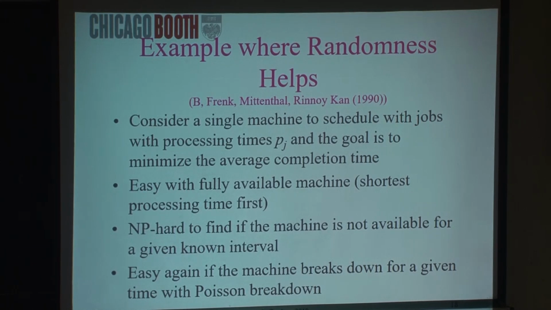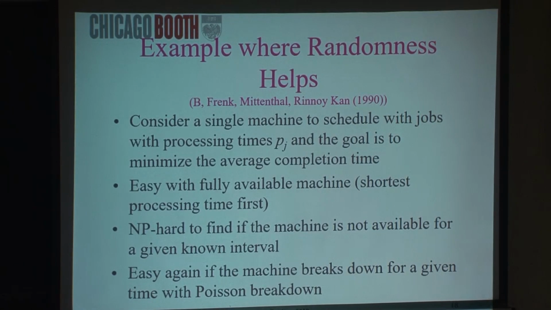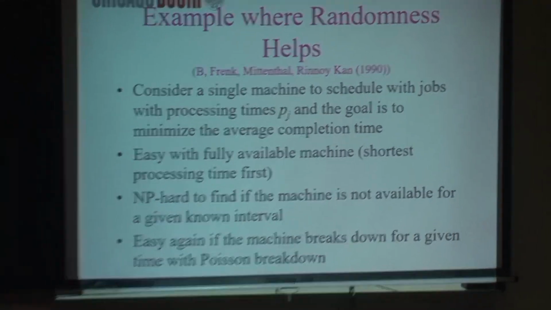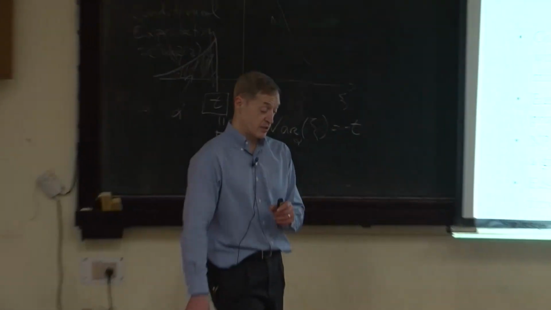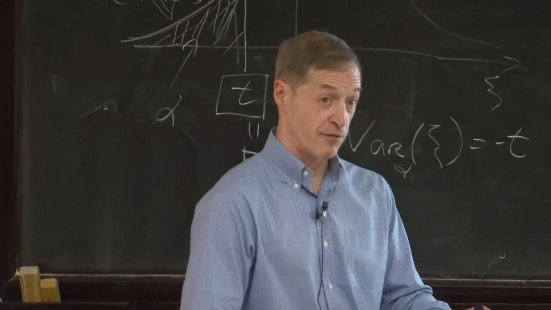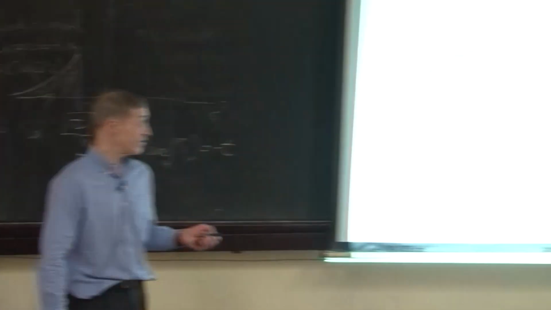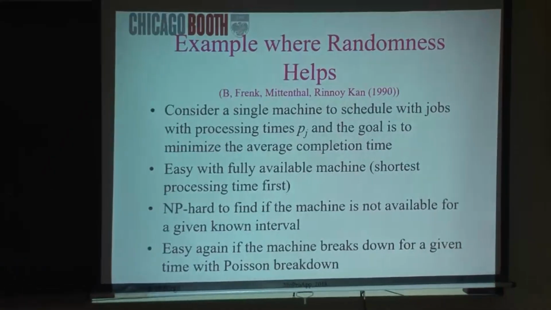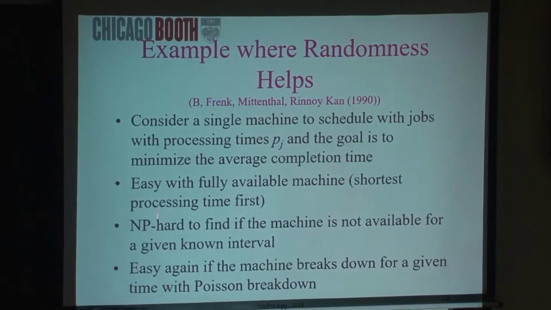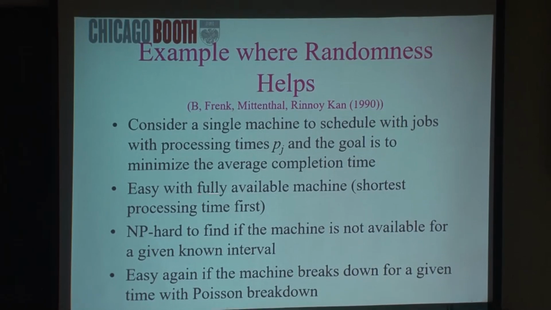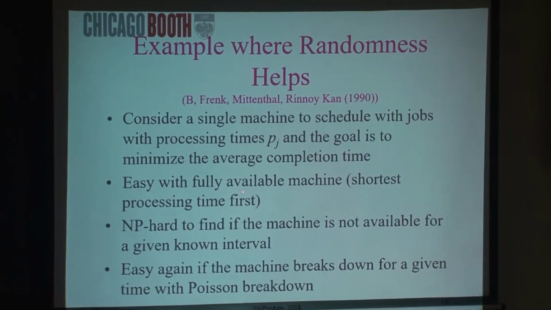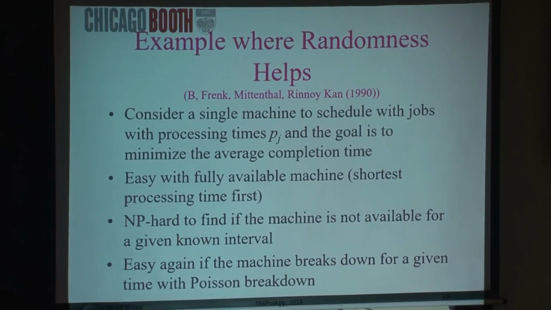So if there was nothing else going on, what I would do is to order the jobs by shortest processing time. I do the shortest one first, and then do the next shortest one, and so on. And that minimizes the average completion time. So shortest processing time first is easy when the machine's always available.